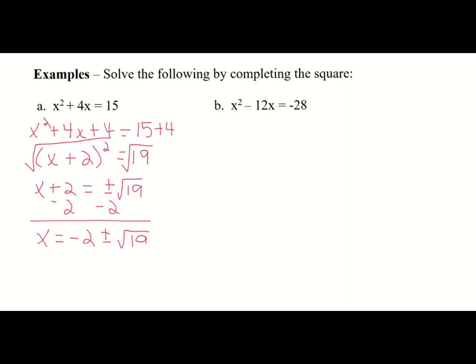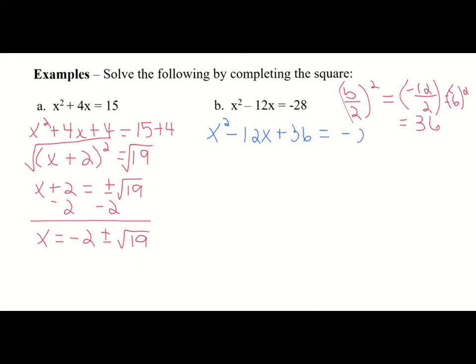B, again, is already set up for us where they moved the c term over. So now we need to take our b term, divide it by 2, and square it. So b is negative 12, but the sign really doesn't matter because we're squaring it. So if we take negative 12 divided by 2, we get negative 6. And if we square negative 6, we end up with 36. So I'm going to add 36 to both sides. We're going to have x squared minus 12x plus 36 is equal to negative 28 plus 36.